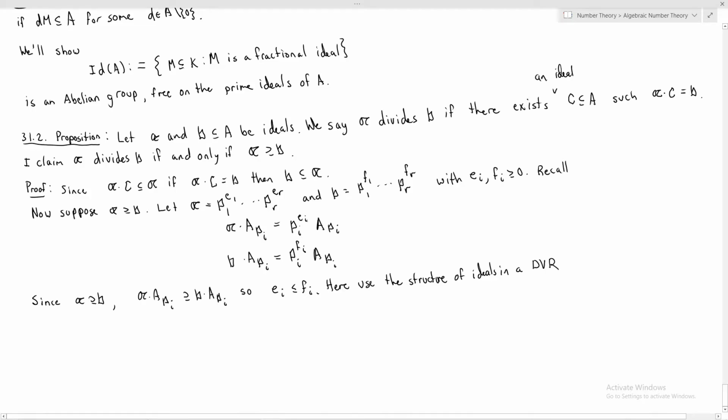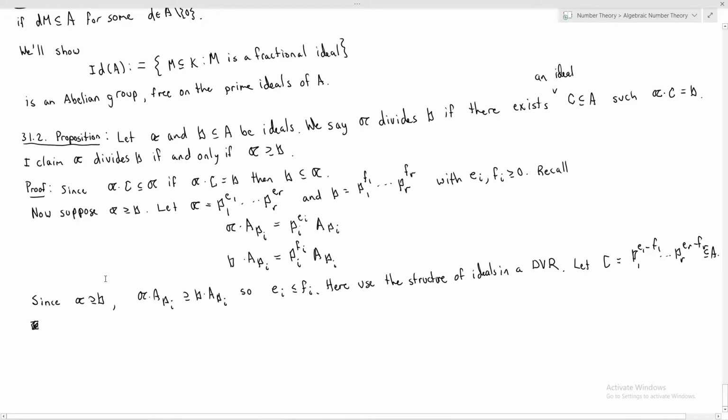So recall, A is a Dedekind domain. This means that each localization here is a DVR, and basically there's a unique chain of ideals in this DVR, which looks like powers of the prime. Okay, and then basically I just let C be P1 to the E1 minus F1, through PR to the ER minus FR. Okay, and since all these are non-negative, this will be an ideal in A. And you can easily check that this C satisfies the condition that A times C equals B.